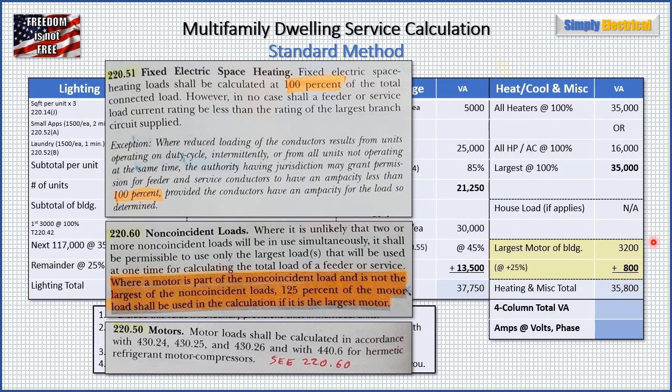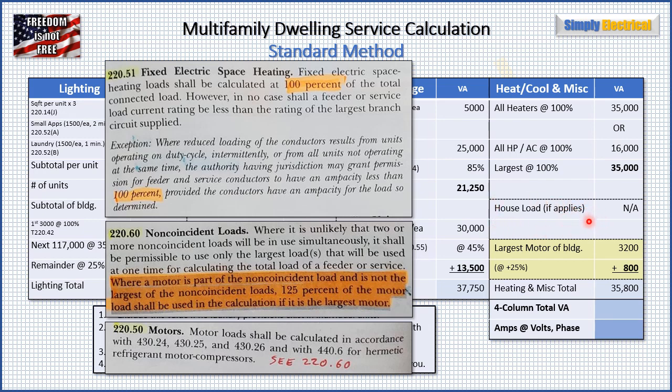One thing we did skip over was this section right here for house loads. If it applies. So if you have house loads, like if you have a lobby area or maybe a community laundry facility or whatever it may be, you need to put those loads in here as well. Now in our case, there are no house loads as it's shown in the example, so we don't have to worry about it. But if you do have house loads, you've got to add them all up.